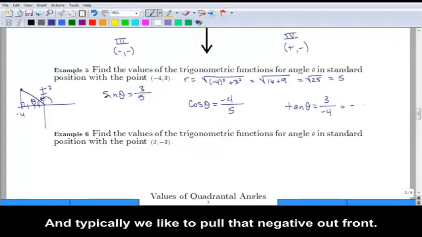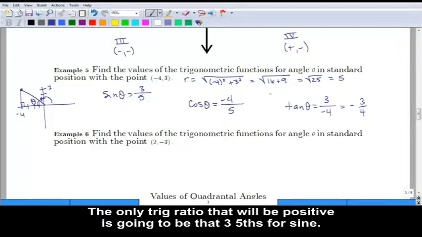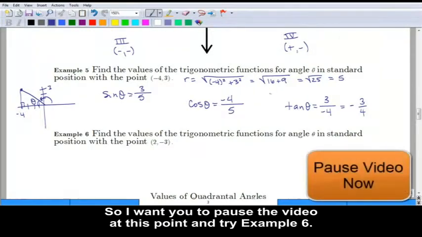And typically we like to pull that negative out front. Again, we're in quadrant 2, so tangent is going to be negative. The only trig ratio that will be positive is going to be that 3/5 for sine. So I want you to pause the video at this point and try example 6.